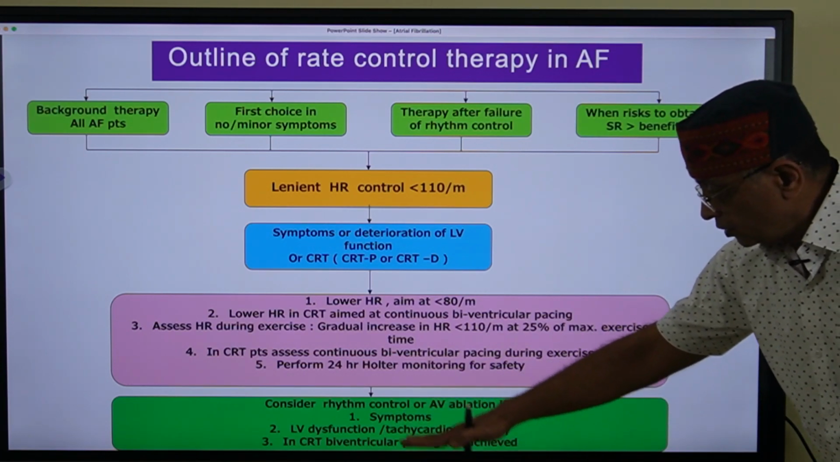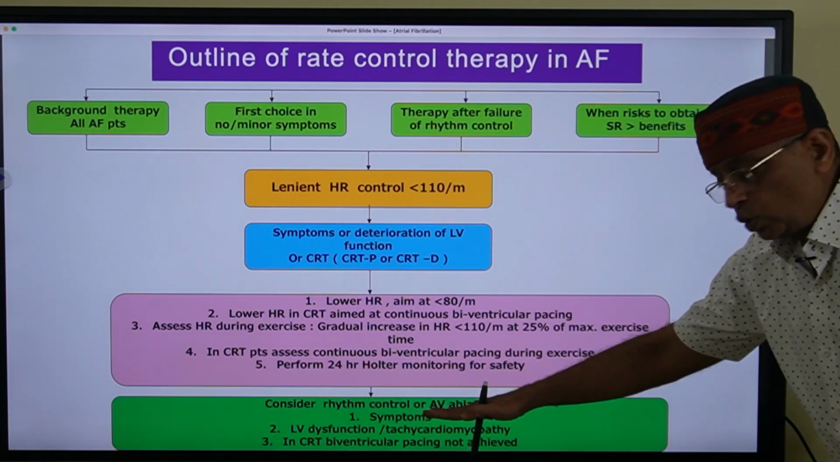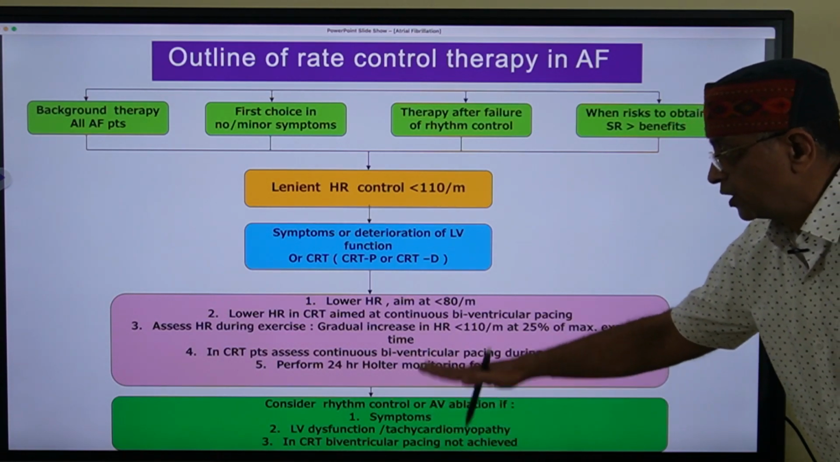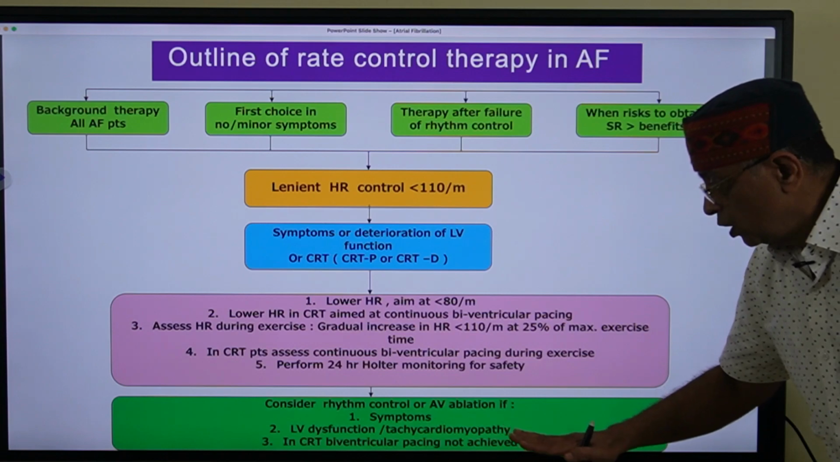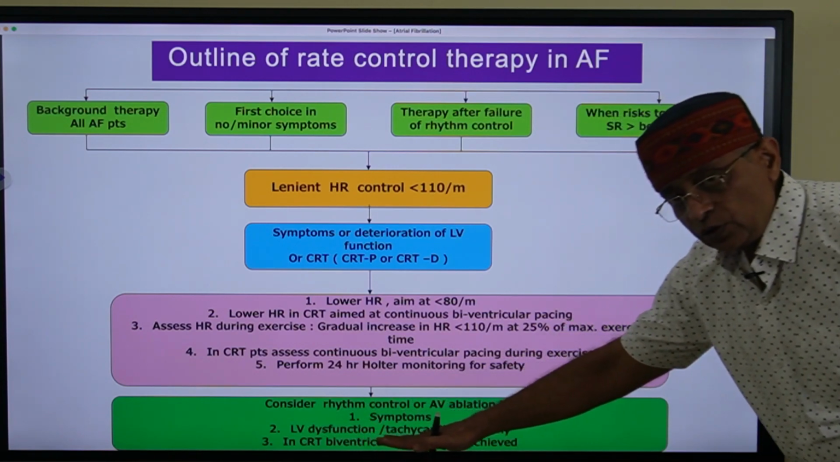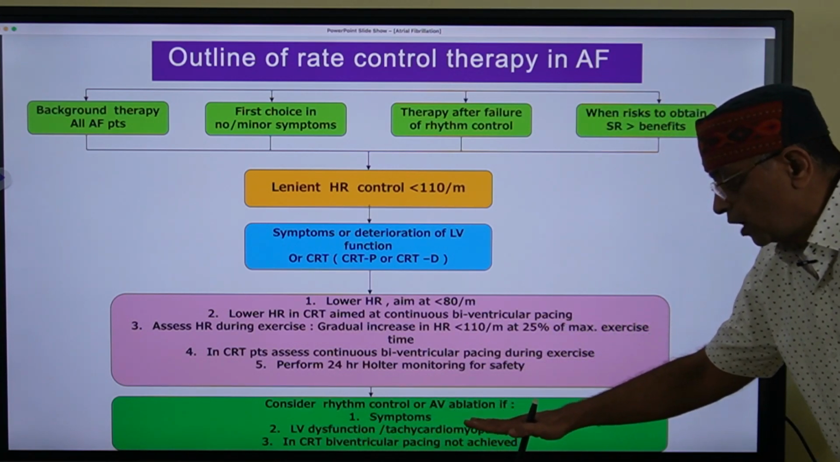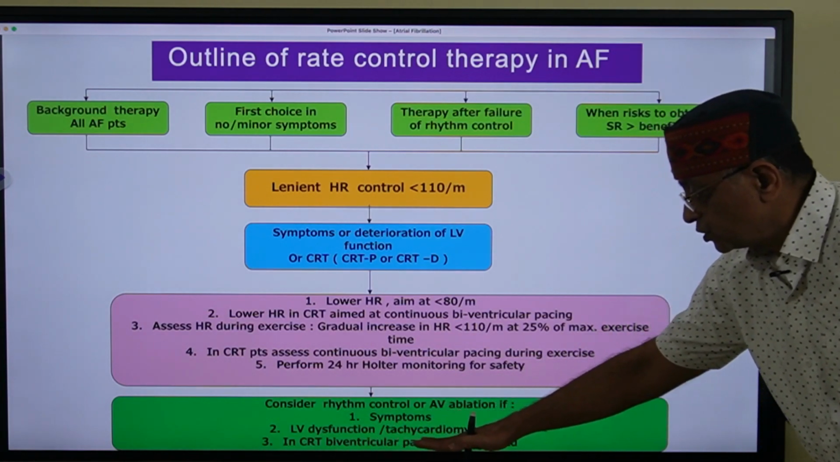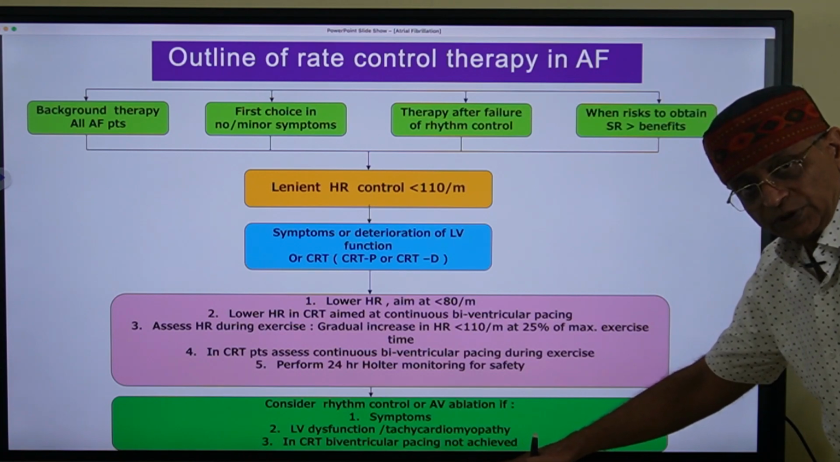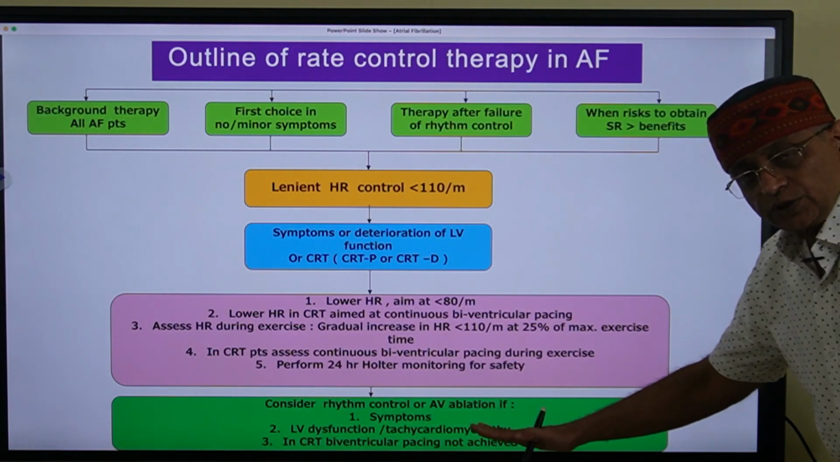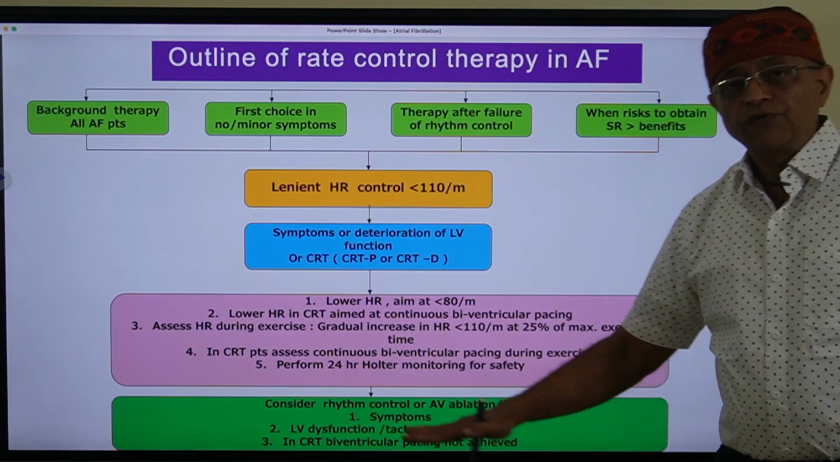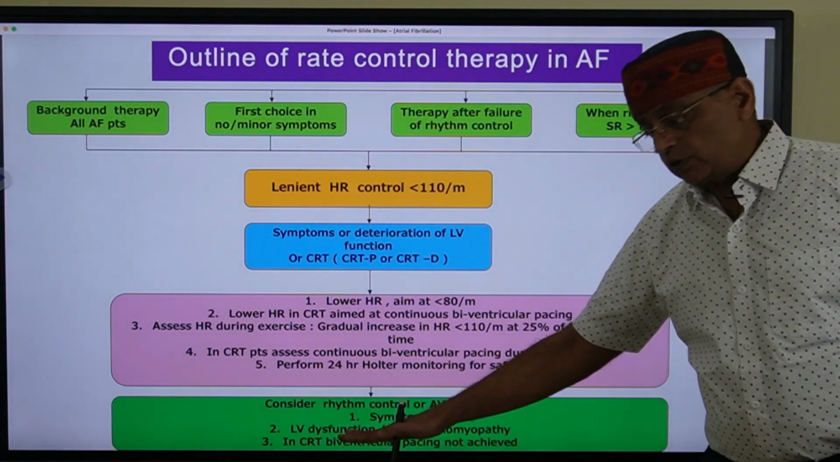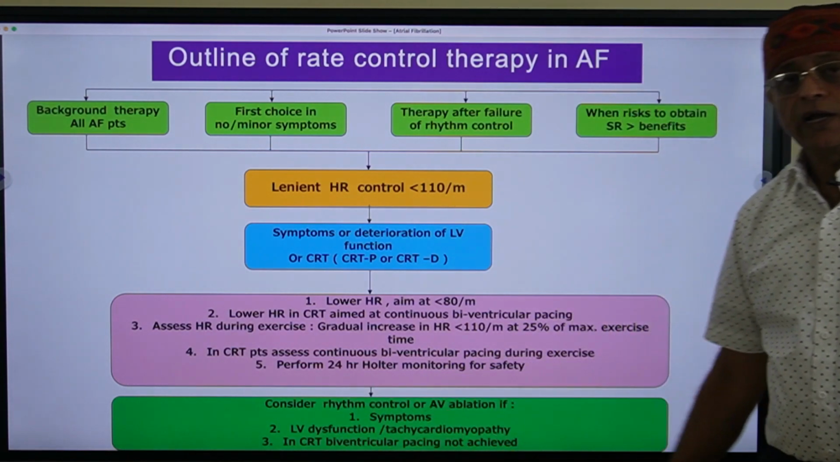In these patients, consider rhythm control or ablation if the patient has, number one, persistent symptoms, number two, LV dysfunction or tachycardiomyopathy, or in a CRT patient, if the patient is unable to achieve biventricular pacing. In those patients on CRT who fail to achieve continuous biventricular pacing, go for rhythm control or ablation.